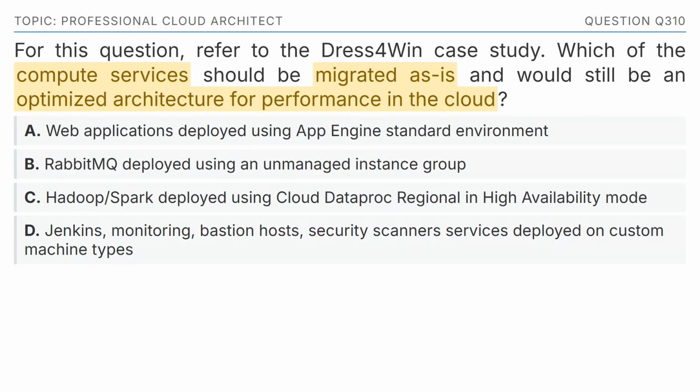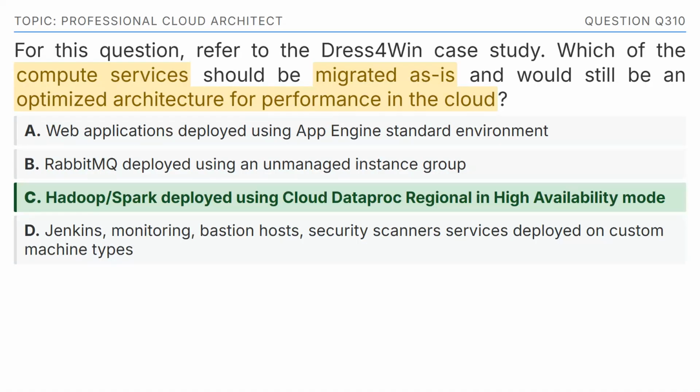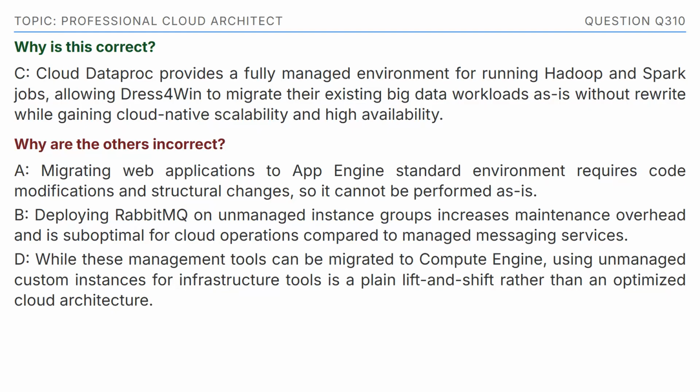To arrive at the correct answer, we focus on the keywords: compute services, migrated as is, optimized architecture for performance in the cloud. The correct answer is option C, Hadoop/Spark deployed using Cloud Dataproc Regional in high availability mode. Why is this correct? C. Cloud Dataproc provides a fully managed environment for running Hadoop and Spark jobs, allowing Dress4Win to migrate their existing big data workloads as is without rewrite while gaining cloud-native scalability and high availability.